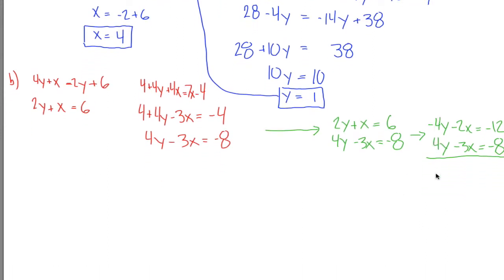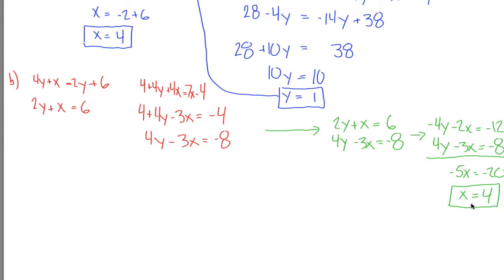Negative 4y plus 4y, those go away. Negative 2x plus negative 3x is negative 5x. Negative 12 plus negative 8 is negative 20. And so now if I divide both sides by negative 5, I get that x equals positive 4.